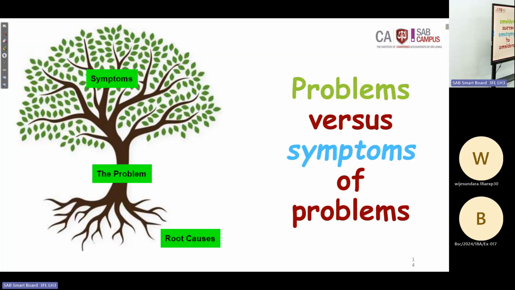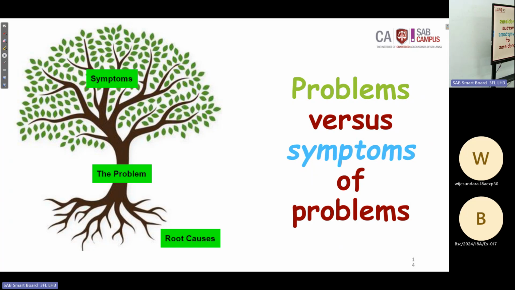Right. The next one: problems, symptoms, and the causes. Problems, symptoms, and the causes. Okay. What do you mean by a problem? We know it, right? The core. What is it? The difference between the actual and the expected state.